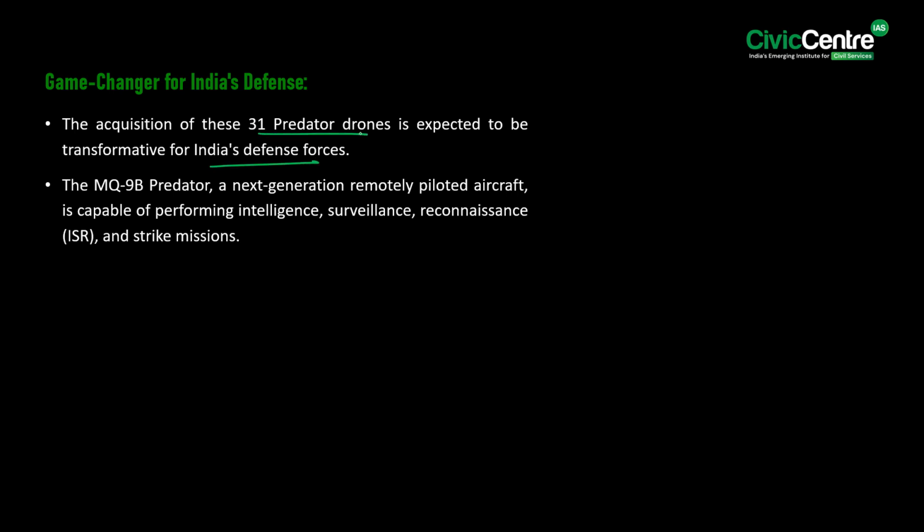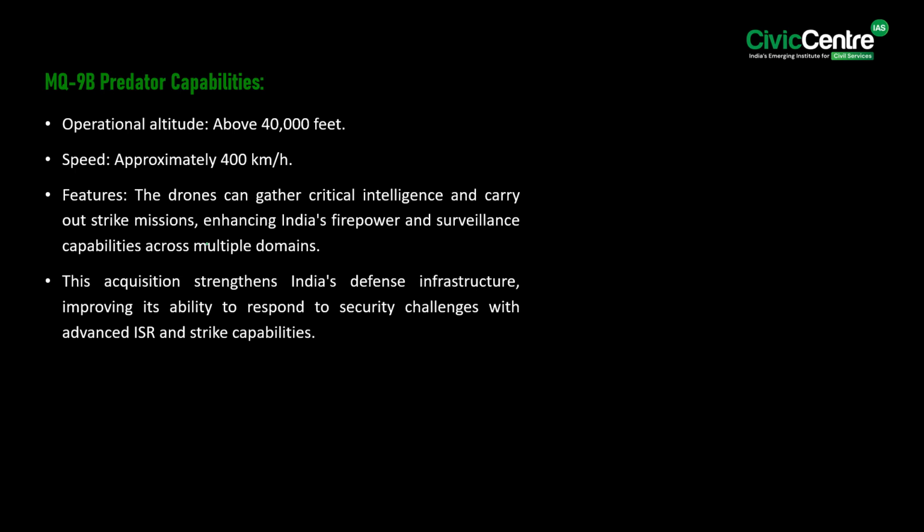Know that the MQ-9B Predator is a next-generation remotely piloted aircraft, capable of performing intelligence, surveillance, reconnaissance, and strike missions. Talking about its capabilities, firstly, it has an operational altitude of above 40,000 feet. Then it has a speed of approximately 400 km per hour. Furthermore, the drones can gather critical intelligence and carry out strike missions, enhancing India's firepower and surveillance capabilities across multiple domains. Notably, this acquisition strengthens India's defense infrastructure, improving its ability to respond to security challenges, with advanced ISR and strike capabilities.